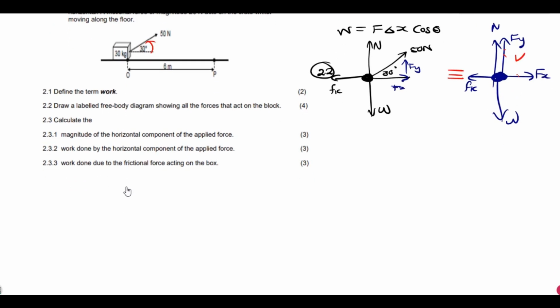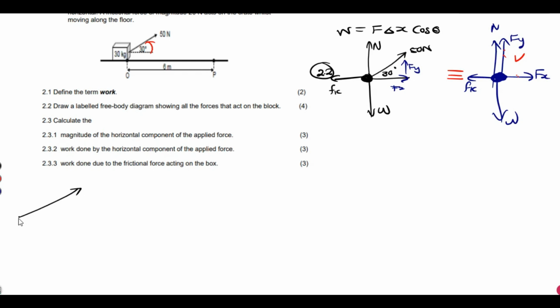And then the next question says, calculate the magnitude of the horizontal component of the applied force. Remember, the applied force is in that direction. Then it has an x component, it has a y component. There's a 30 degrees angle, but this hypotenuse here is 50 newtons. So they are looking for the horizontal component, they are looking for Fx.